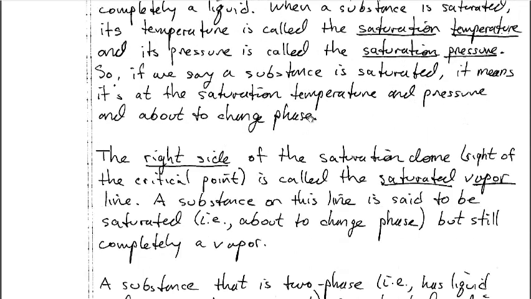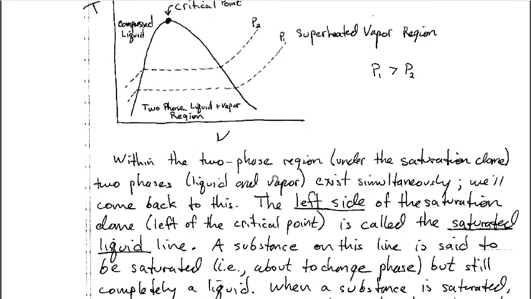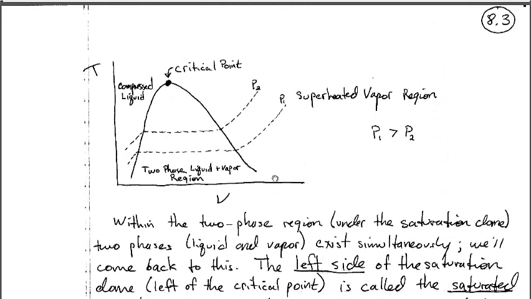Okay? So saturated vapor is the same concept as saturated liquid, except the substance is a vapor. If the substance is on this line, it's said to be saturated, which of course means that it's about to change phase, but it's still completely a vapor. So we can be in several different locations.